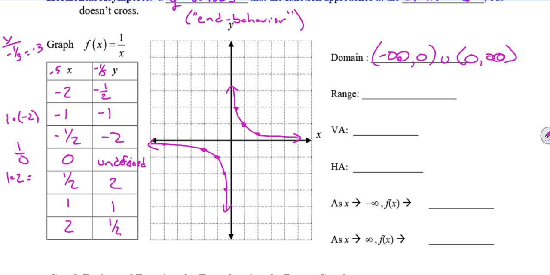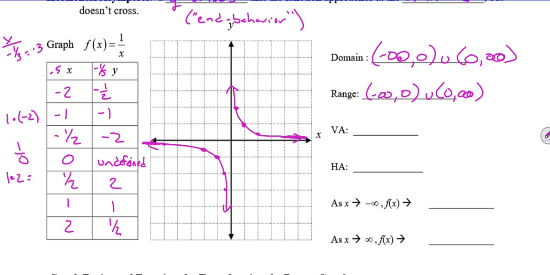My range, if I'm going bottom up, right, I have an arrow pointing down, so negative infinity. But this left side of the graph approaches 0, but it never gets there. And then this one on the upper part of the graph on the right, it's above 0 and then goes up, but it never comes down to 0. So again, this is going to be negative infinity to 0, union 0 to infinity.